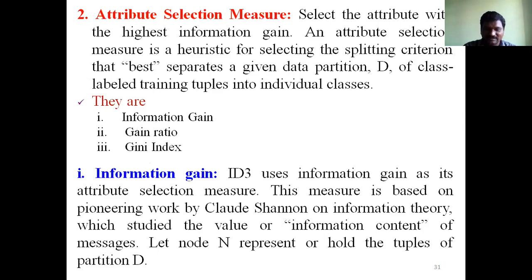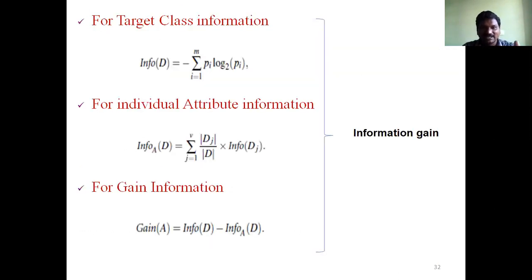This is the information gain. You calculate the information gain using this formula. First you have to calculate the information of D, and then the information of A, where A is an attribute, which may be age or income. The information gain equals the information of D minus the information of the splitting attribute. That is called the splitting attribute value. Then you identify the information gain of a particular attribute.